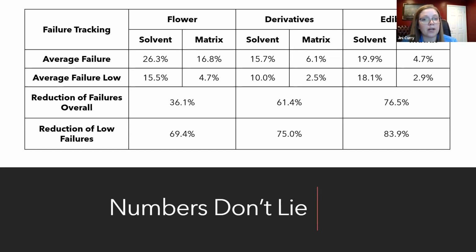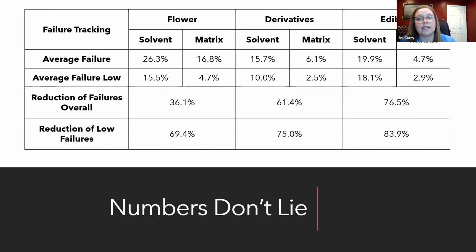Similarly, you have the derivative products. For the derivative products, we're seeing an overall reduction of failures of about 61%. For solvent, 15.7% was our average failure, and in matrix, we were seeing 6.1%. And then again, reducing those low failures by 75% here, so going from 10% average low failures in solvent to 2.5% in matrix.